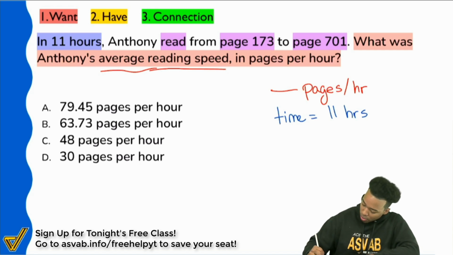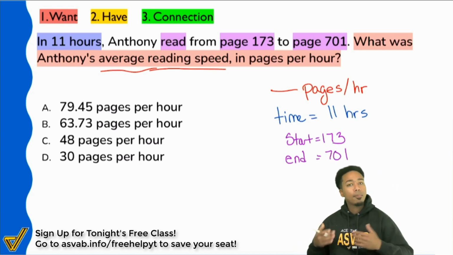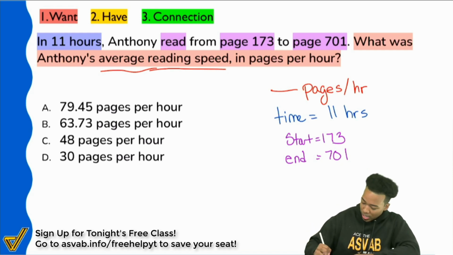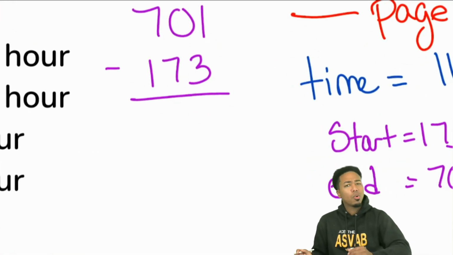So if we started on page 173 and we end on page 701, well, how many pages is that? We can go ahead and do some simple subtraction to see what that's going to be. We can grab 701 minus 173, and we can zoom in for a moment just to do that.